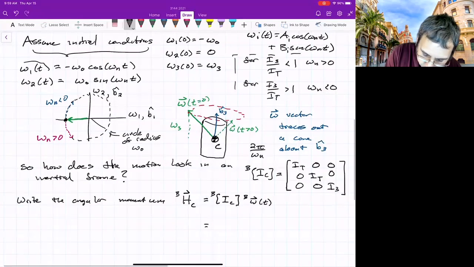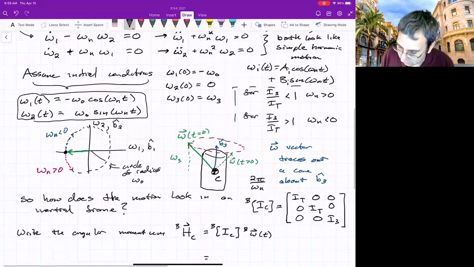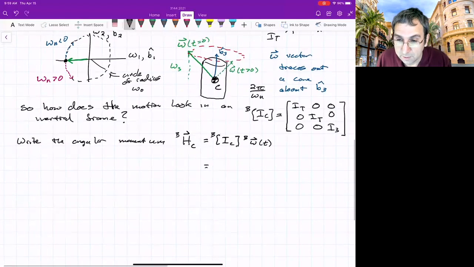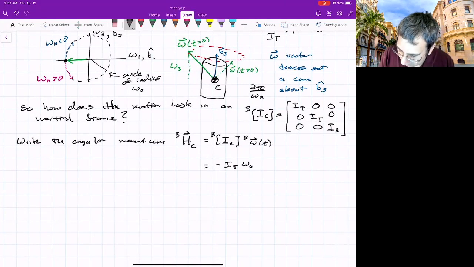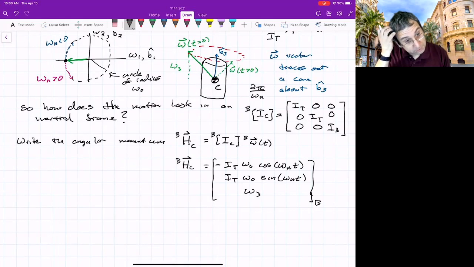We've got, here are the solutions for what omega looks like as a function of time. There's that, and then there was this one up here. So let me write it out. We get negative IT omega naught cosine omega n t. This is a vector. IT omega naught sine omega n t and I3 omega 3. So that is the angular momentum written in the body fixed frame. And maybe I'll just put it down here. Written in body fixed frame components.